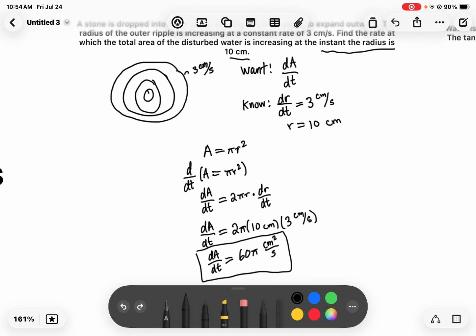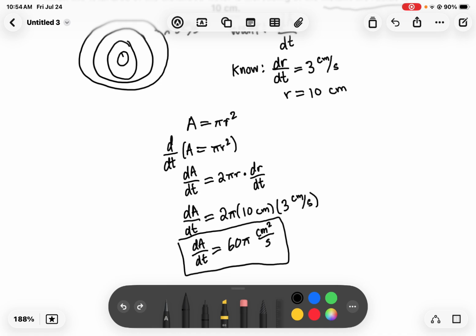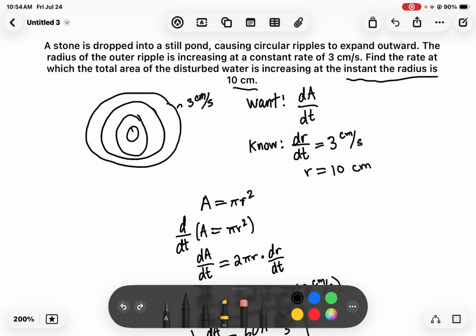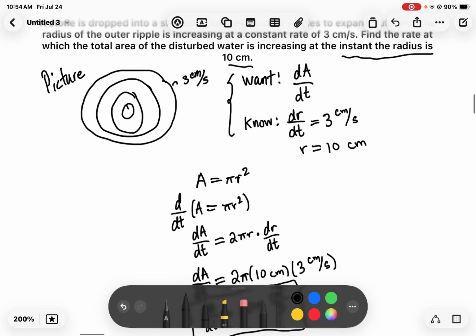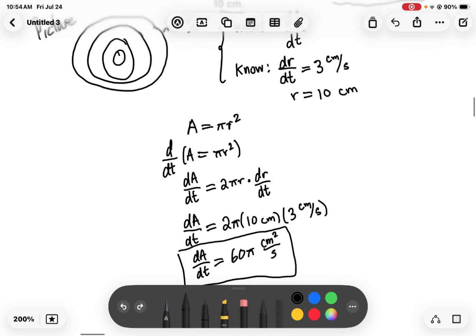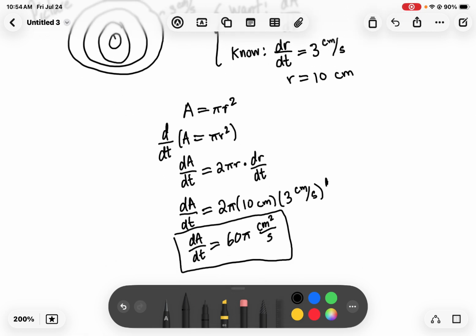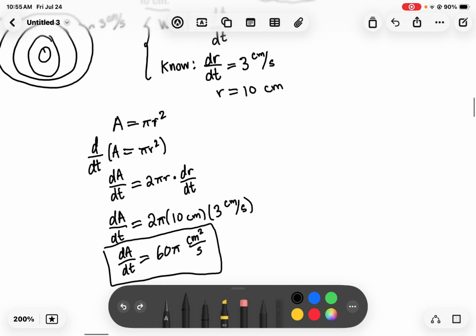So notice how the first step was we drew a picture, right? That's always helpful. And then we listed what we want and what we know. That way we can write our equation right here. And then finally we differentiated, then we substituted in and then we solved. All right, good. Let's do another problem.